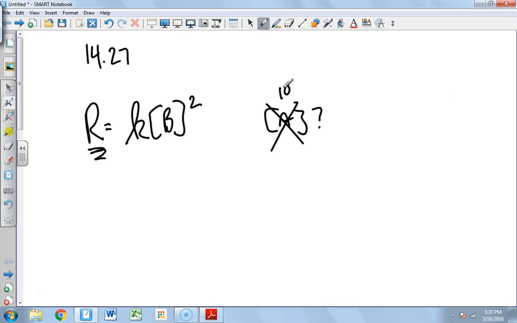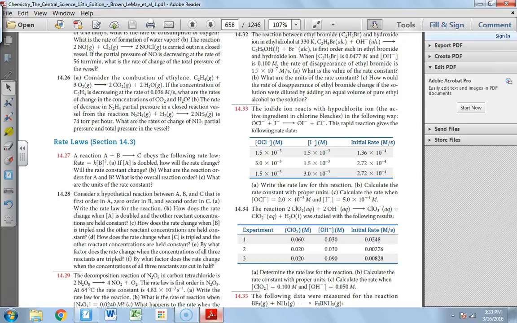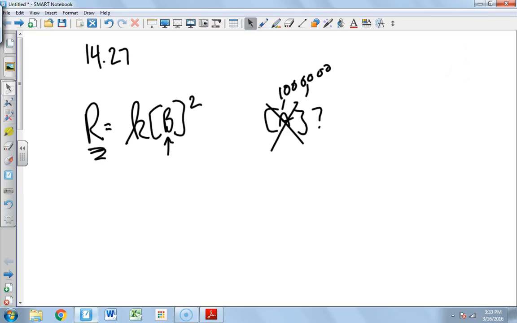So even if we make this 1,000,000 times bigger, the rate is not going to change. It's only when we change the concentration of B that that's going to change. So how will the rate change? It won't. The second question is what happens to the rate constant?